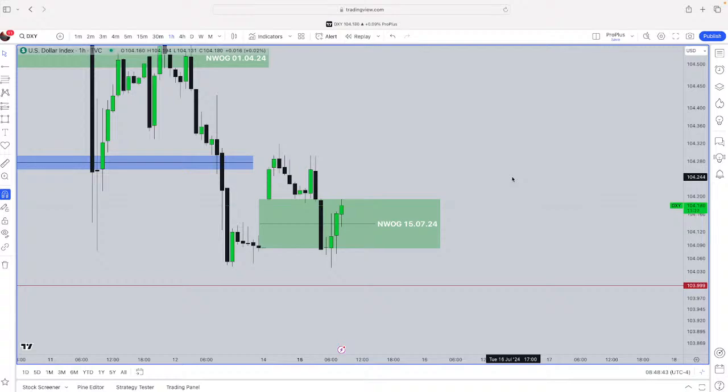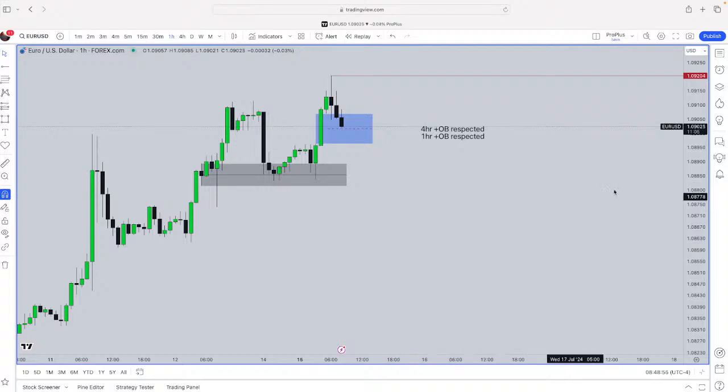You think euro will continue lower? Yeah, it could potentially. I mean, it took a daily sweep, but there's still more liquidity above there. So it could go lower.